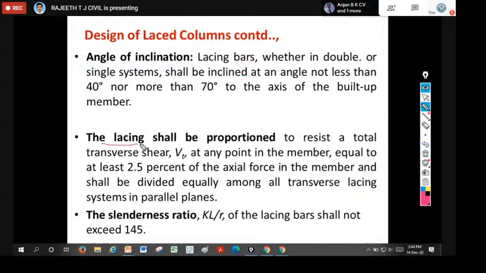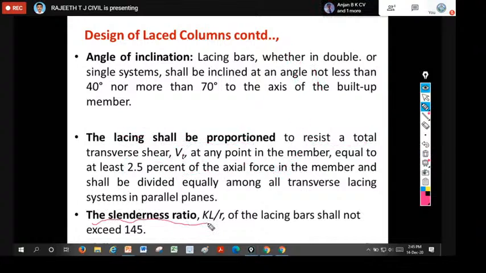Next, what is the force for which I can design the lacing elements? The lacing should be designed to transfer the total transverse shear Vt. That value is equal to a minimum of 2.5% of the axial force acting on the member. If you take any column where the load is 1000 kilonewton, for how much load should I design the lacing element? That value must be a minimum of 2.5% of the 1000 kilonewton. Whatever axial load is carried by the column, it should be designed for a minimum of 2.5% of that. So that is the design value for the lacing system.